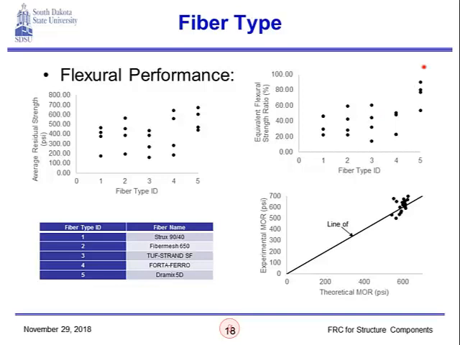But we have a jump in fiber type 5, which is Dramix 5D, a steel fiber. And this is something that we anticipated because, as I showed previously, the steel fibers have much higher tensile strength, around 333 ksi compared to 90 ksi for the synthetic fibers. That's why we have this jump in the flexural performance in steel fibers.